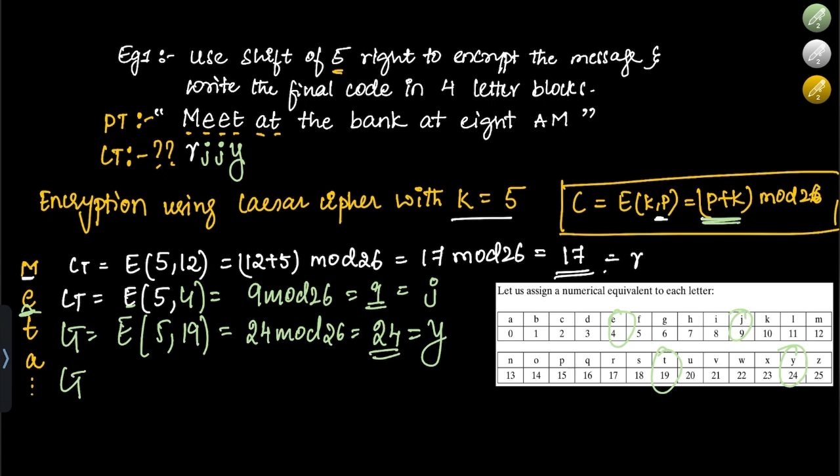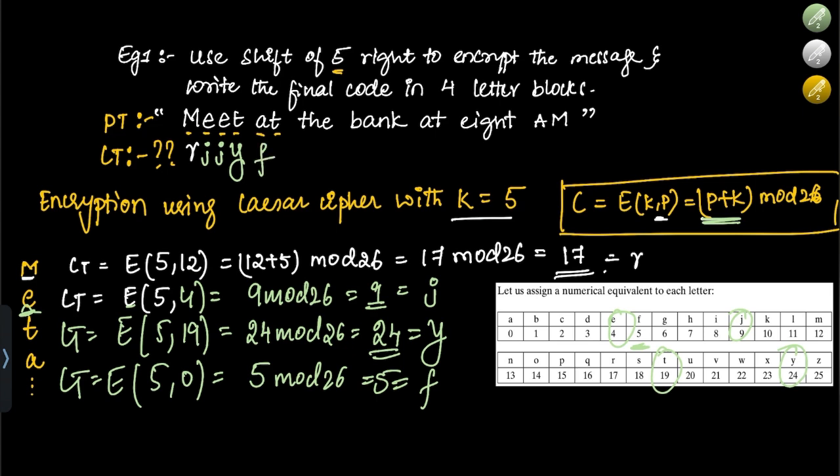Now for A, E of 5 comma 0. So 5 plus 0 is 5 mod 26. The value 5 is F. So here I write F. And for T, again I have Y. And this is how I can fill the value for the rest of the alphabets.